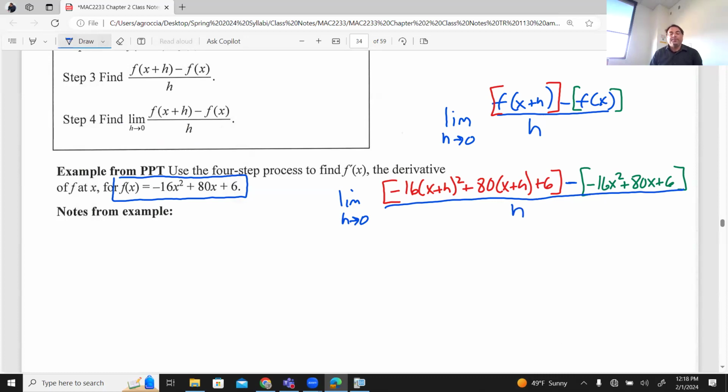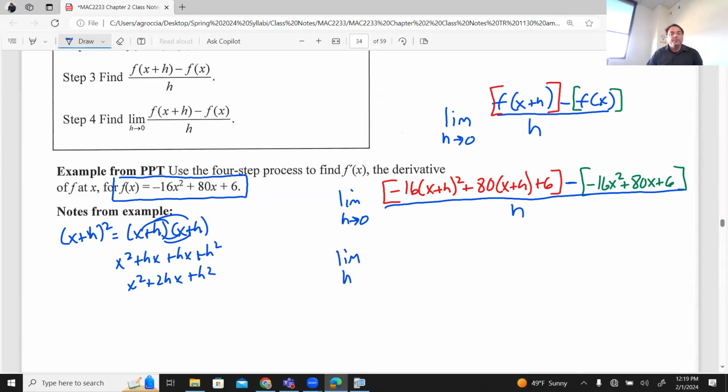And I'm going to give you a head start. The head start that I'm going to give you is, hopefully you know that x plus h squared means x plus h times x plus h. And if you work that out, that's going to be x squared plus hx plus hx plus h squared. You get x squared plus 2hx plus h squared. So I'm going to clean this up just a little bit for you. And I'm going to say that this becomes negative 16 times x squared plus 2hx plus h squared. I'll give you that little head start.